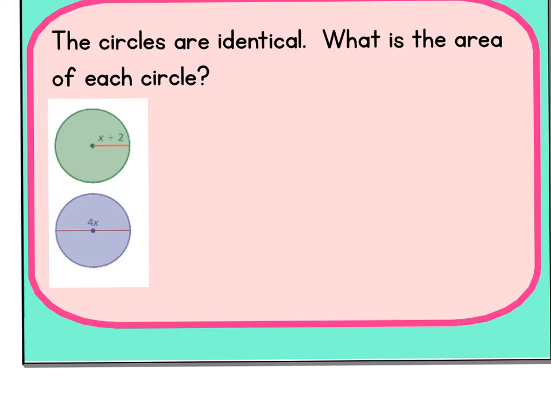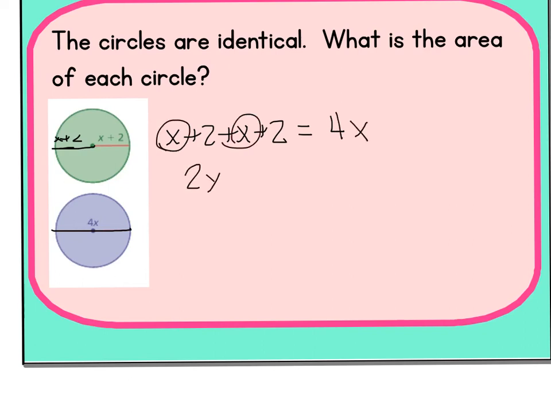On this next one, it says the circles are identical. What is the area of each circle? Well, since this top one only gave us half, if we drew in this other half, we'd have another x plus 2, which equals down here. So if the x plus 2 plus the x plus 2 is all the way across on the green circle, that's got to equal all the way across on the purple circle, which is 4x. If I were to simplify everything, I have 2x's plus 2 plus 2 is 4 equals 4x.